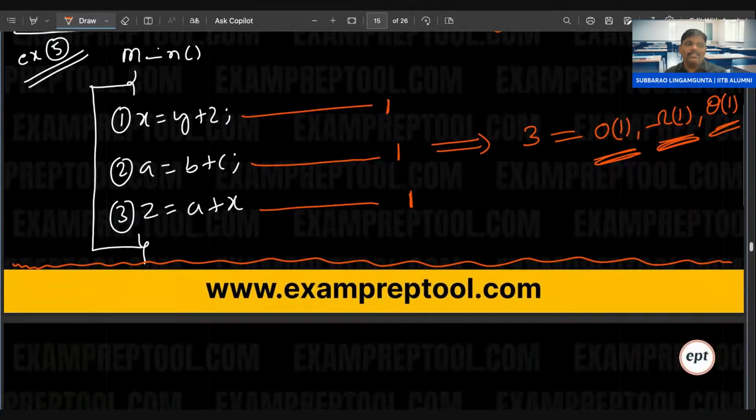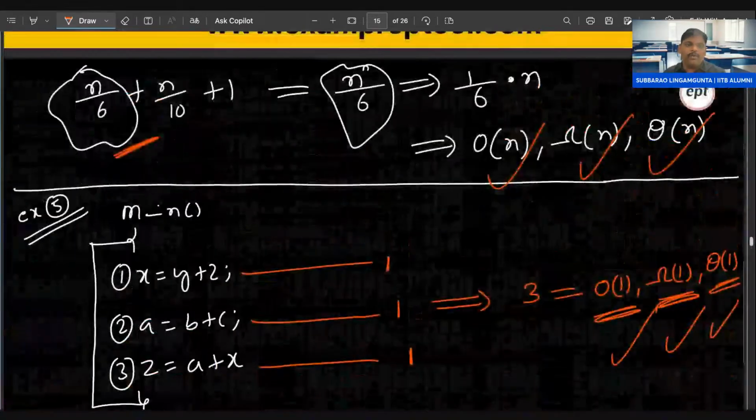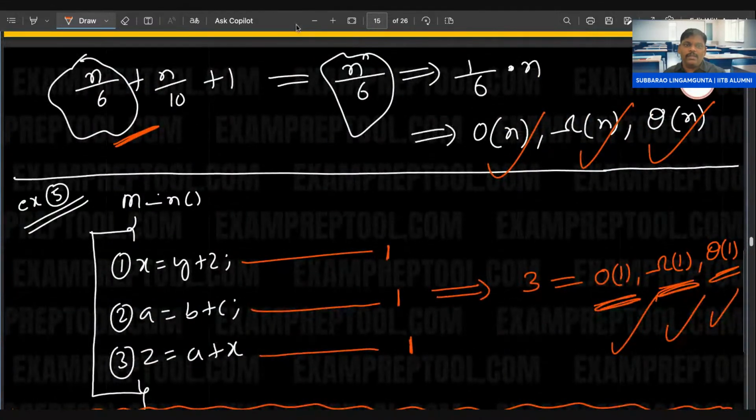Let's go to example 5. In example 5, if you observe, there is no loop, so the time complexity is constant. I hope everyone got it. Let me know if anyone has any objection. Till now, I have covered 5 problems. If any small doubt is there, let me know. You ask me, I will help.